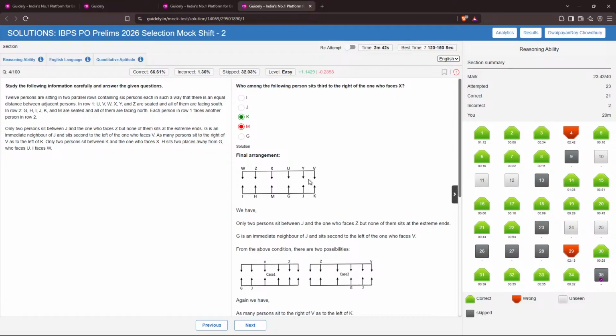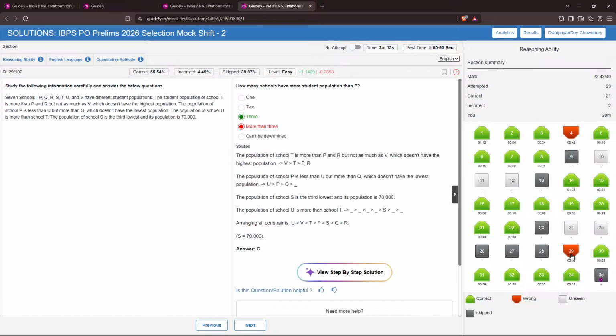Let me see the final arrangement as compared to mine. So W, Z, X, U, I, H, M, G, J, K. Okay, everything is all right. Who sits third to the right of the person who faces X? I think I just, who faces K, X, and I have given M. So these kind of things are not good, you know.